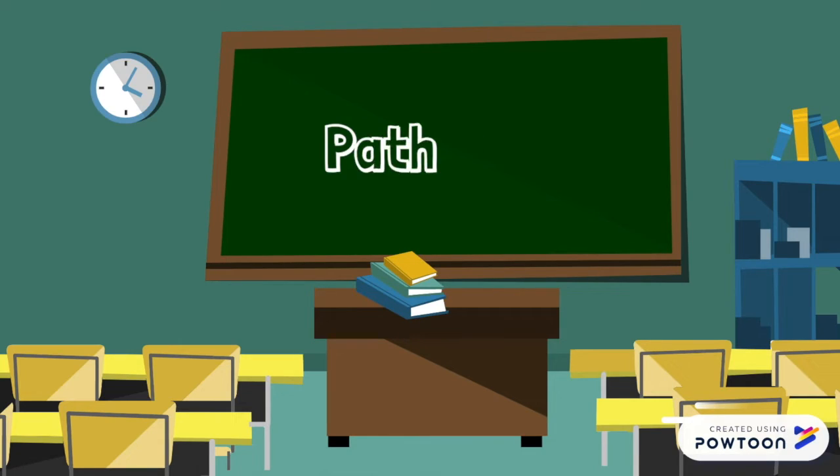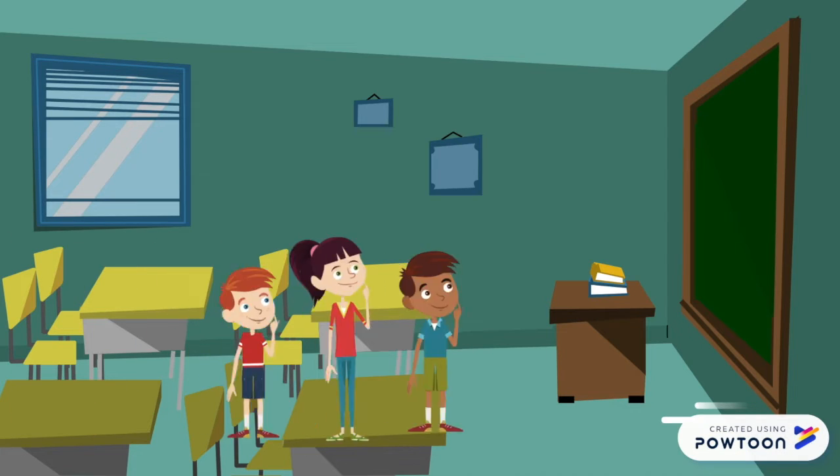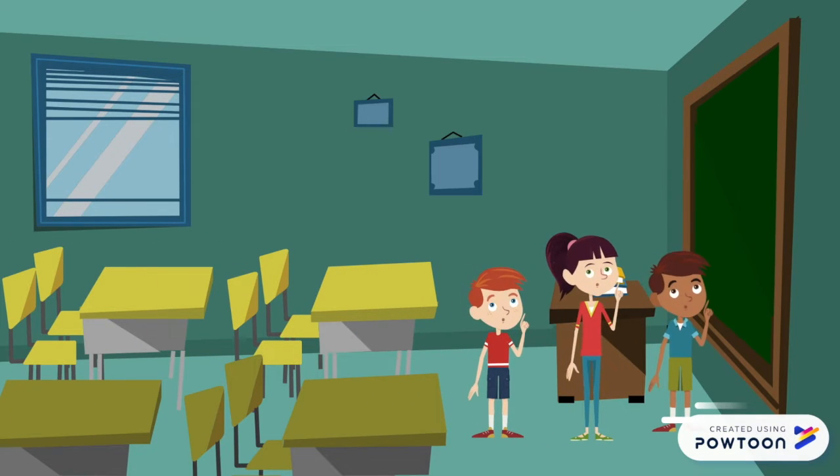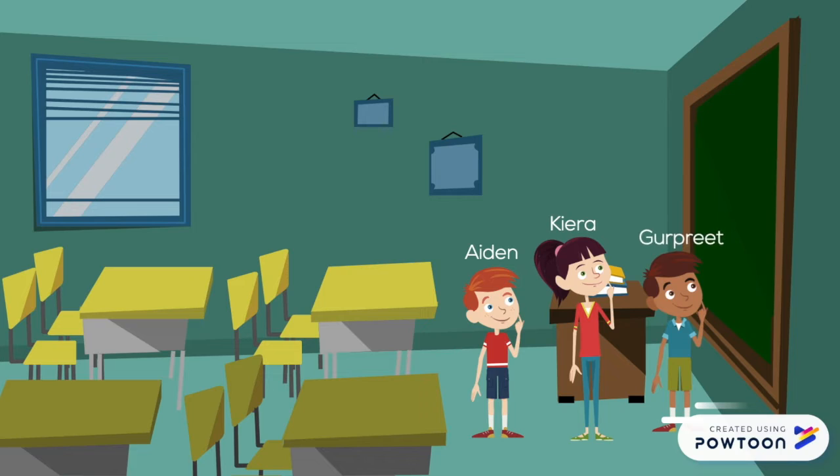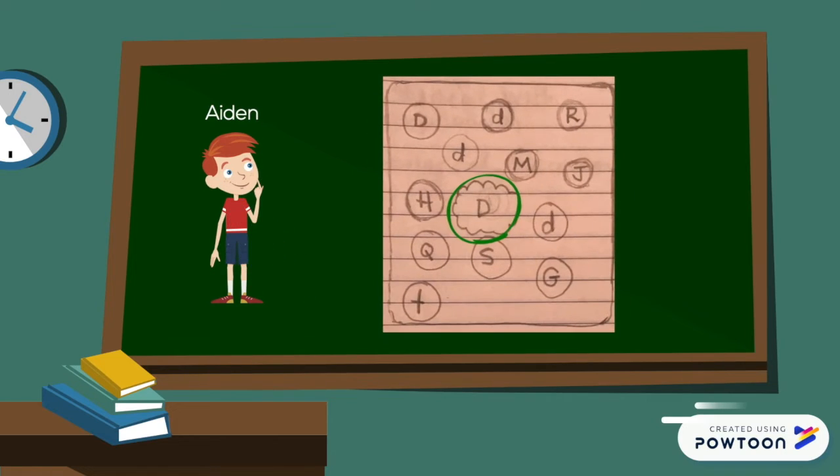Now we'll be discussing the pathways Read with me ABC will take. The main screen shows a classroom setup. The 3 children represent Aiden, Kira, and Gertbrit. Clicking on each child will bring the user to a different game. Clicking on Aiden will open a game where you have to identify the uppercase or lowercase letters that match the letter in the center.